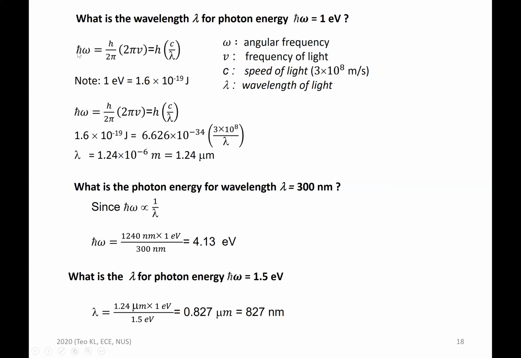If you look at the equation itself, the photon energy is inversely proportional to wavelength because the Planck constant and the speed of light are constant. So h bar omega, the photon energy, is inversely proportional to the wavelength. So you can calculate the photon energy for 300 nanometer by just taking a ratio. Then you have 1.24 micron times 1 eV over 300 nanometer, since we know that 1 eV is 1.24 micron. I convert my 1.24 micron to 1240 nanometers to be consistent. That gives me 4.13 eV.